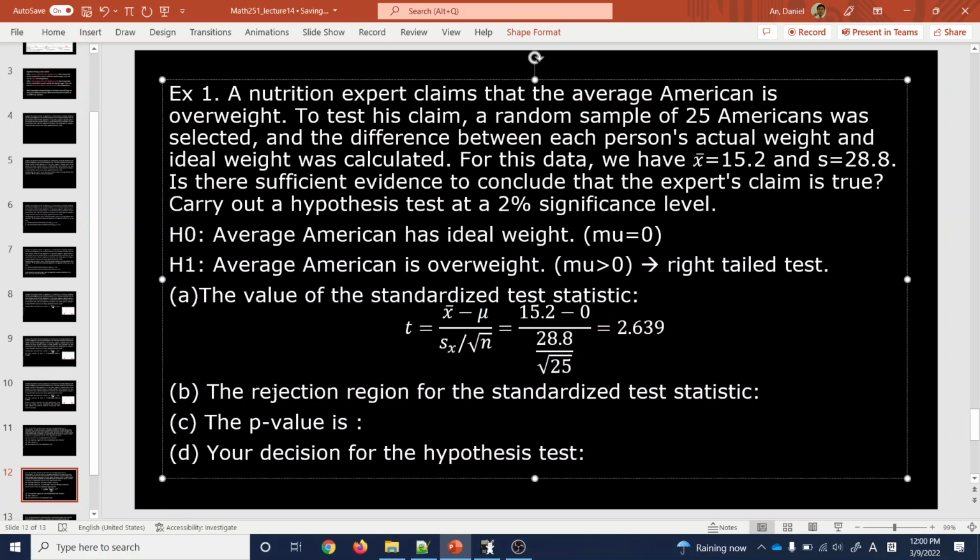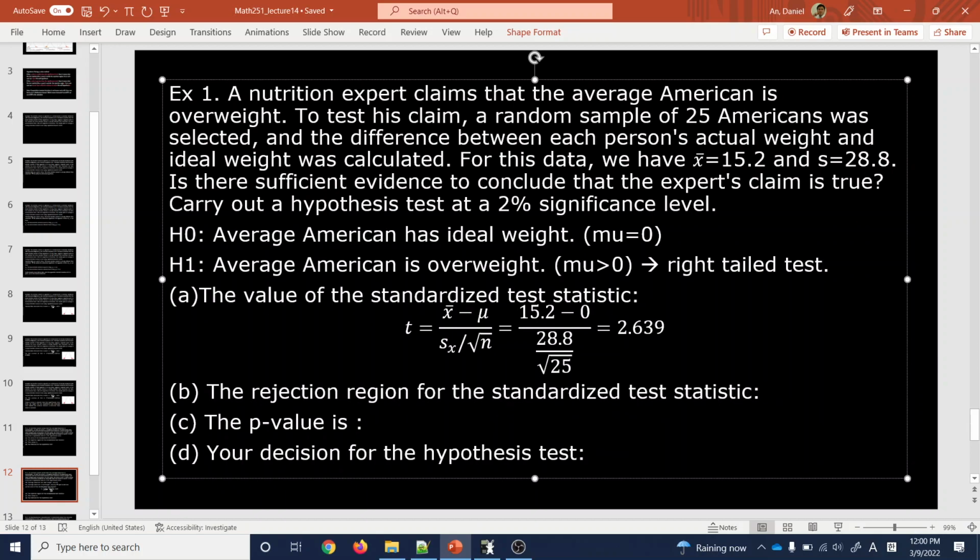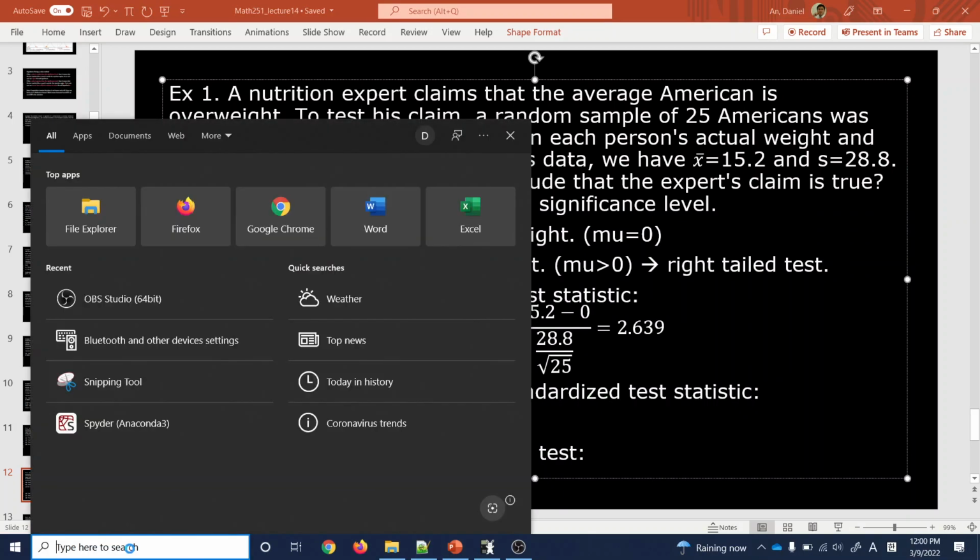Now, the rejection region for the standardized test statistic. This part B is what we did last time. How do you get the rejection region? Well, you have to know the boundary. The boundary of the rejection region is determined by the significance level. So you have to apply the inverse t or inverse norm to the significance level to get it. And because this is a right tail test, let's try to draw a picture.